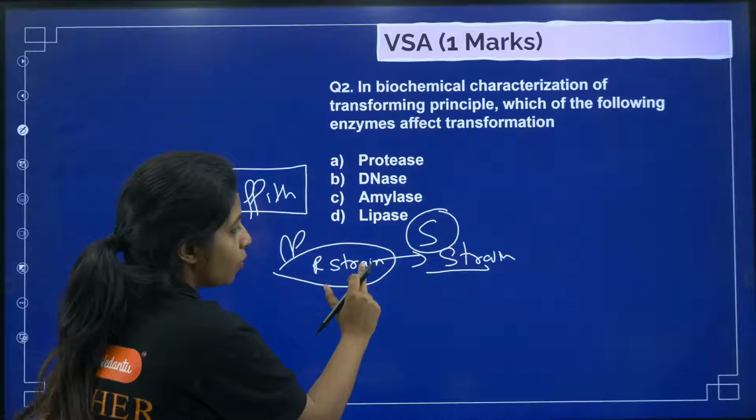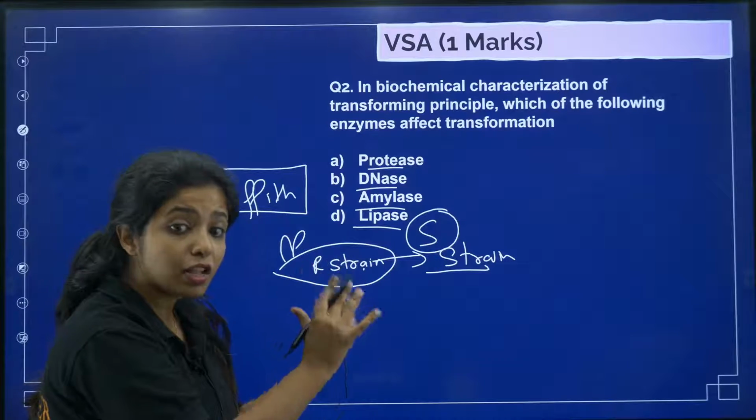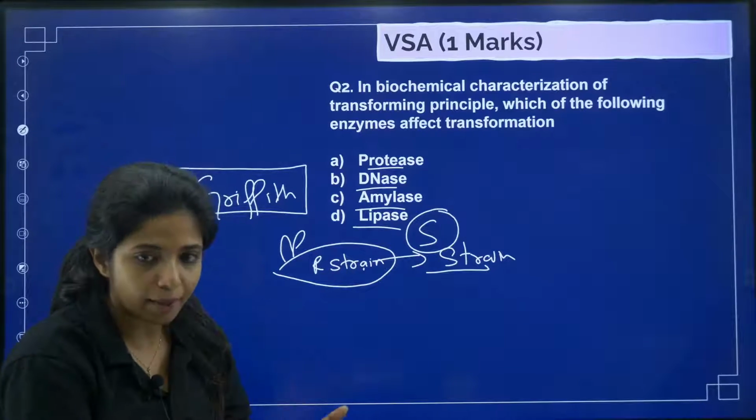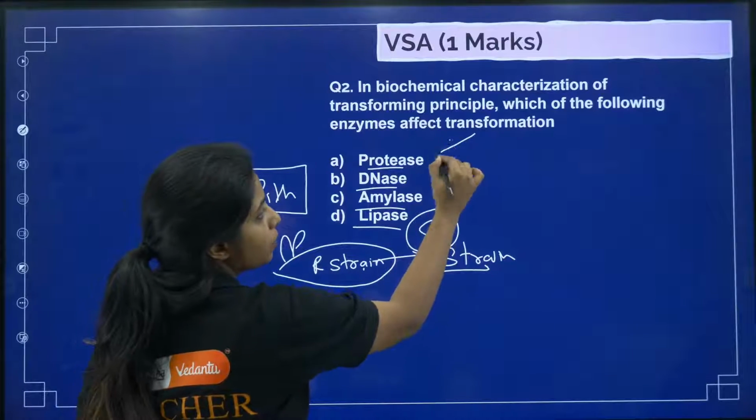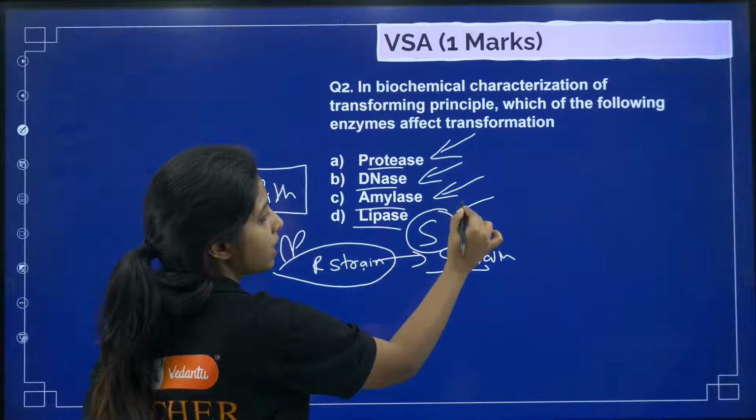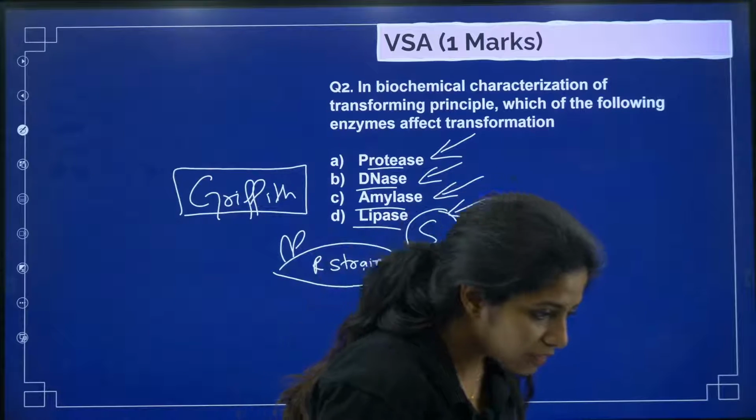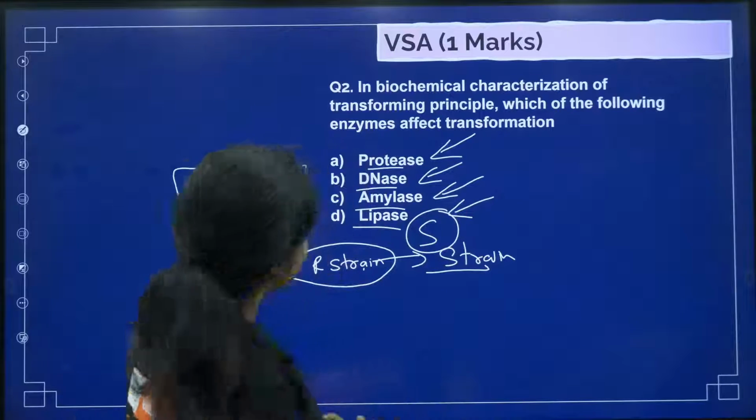Now, what was used over here such that the transformation was not happening? This R strain to S strain transformation was not happening. Were they using protease, my dear children? Were they using DNase? Were they using amylase, lipase? What was it? So everyone says it is 2B. 2B, great. Actually, you're correct.